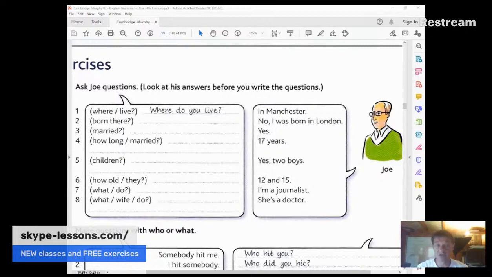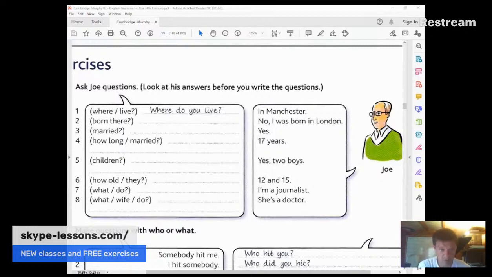Next one. Children, question mark. So it doesn't need a what or a where or a how long. That's why we start with the auxiliary verb. It's do, you, subject, have, main verb, and it's in the infinitive because there's a do here. Do you have children? Yes, I have 2 boys. Number 6, how old? Now we're talking about now, aren't we?